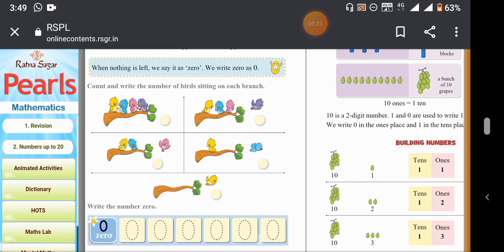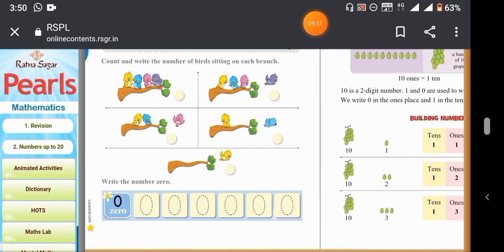Then in the fourth picture, only 1 bird is sitting on the branch. So we should write 1 in the circle. So lastly, children, how many birds are sitting on the branch now? Yes, there are no birds sitting on the branch. So we should write 0. We should write 0 in the circle.